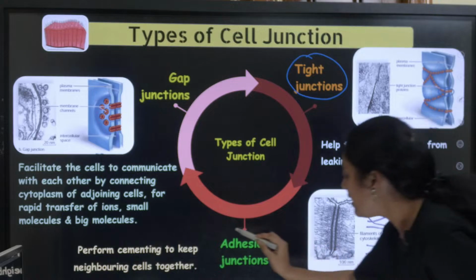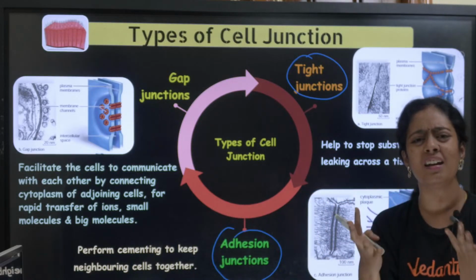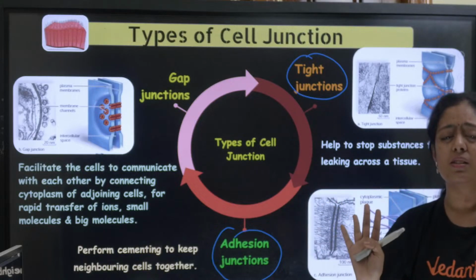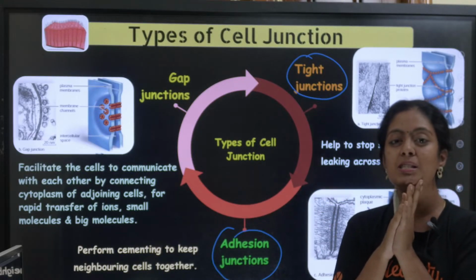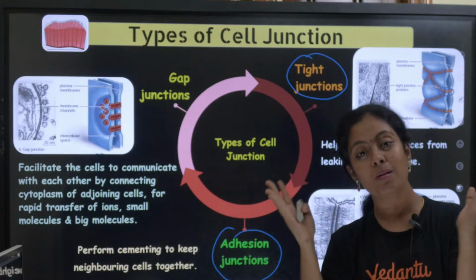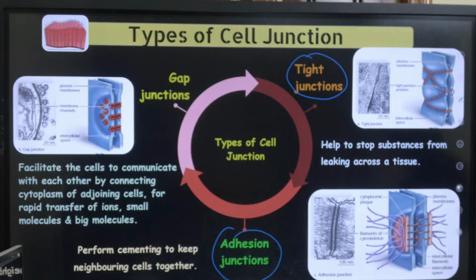Next I have the adherens junction, the junction which is going to adhere the two cells, to join the two cells or keep them close together. You know the best friends in school who are always together? Wherever they go, they go together. The same happens here. So you can see these adherens junctions.